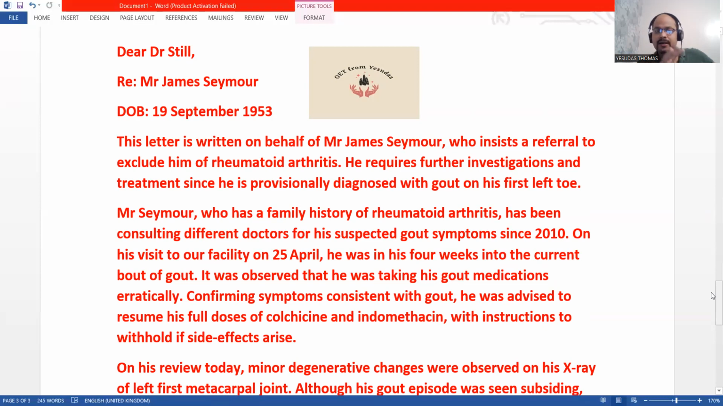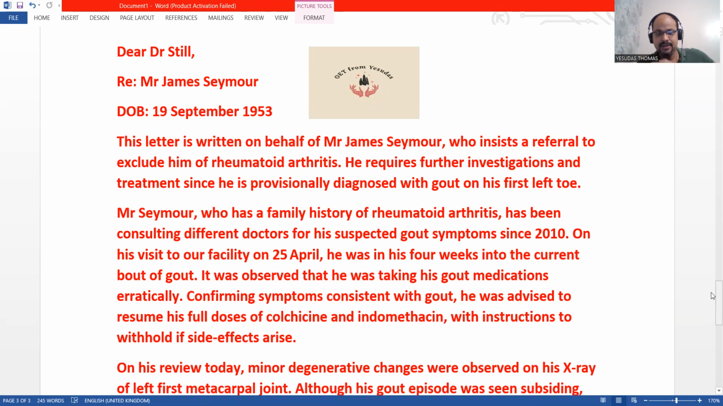So that's very clearly mentioned when he visited us first. This was his gout condition. It was observed that he was taking his gout medications erratically. So we have said that some medications were altered, some medications were stopped. So the gout medications, what was prescribed earlier, was taken erratically at the time of admission when we consulted him. So this was the condition.